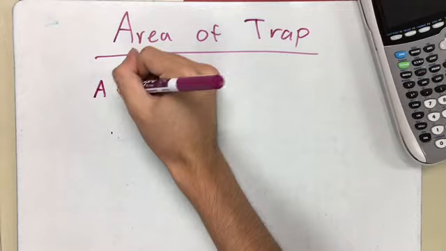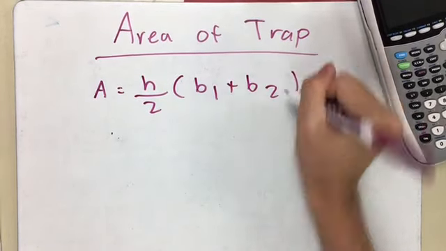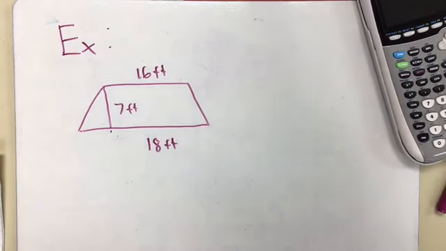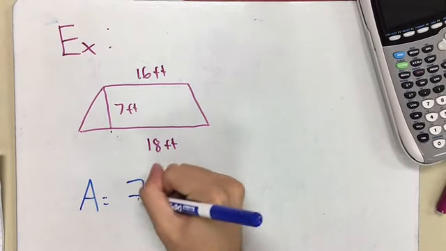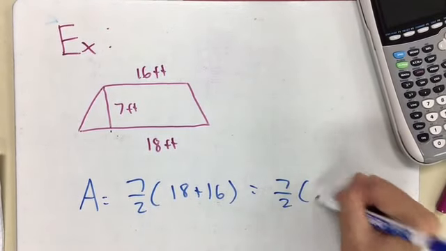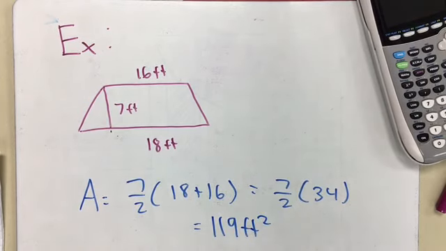Before we begin using Trapezoidal Rule, we first must know the area of a trapezoid, which is height over 2 times base 1 plus base 2. Here's an example of finding the area of a trapezoid. The height of the trapezoid is 7 feet, and the bases are 16 feet and 18 feet. Plugging these into the formula will give you a total area of 119 feet squared.